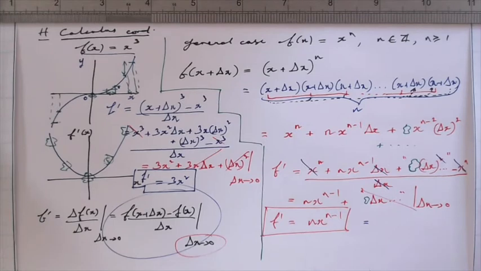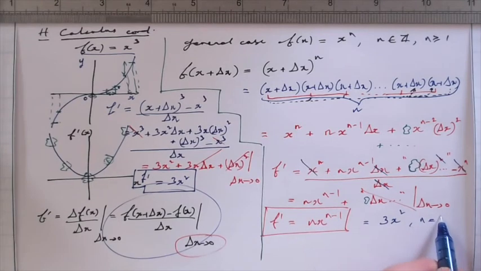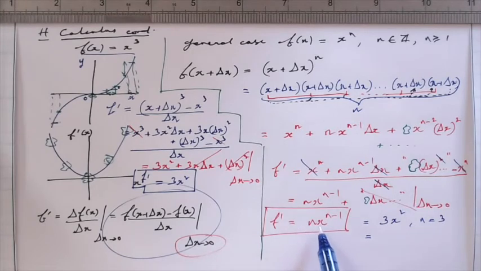Well, if n equals 3, it would be 3 times x to the 2, which agrees with our cubic derivation. If n equals 2, it's 2 times x to the 1, namely 2x, which agrees with our derivation from the previous tutorial for the parabola. If n equals 1, so we just have f of x equals x, we have 1 times x to the 0, which is just 1, which is correct if we just have a straight line, as we saw before.